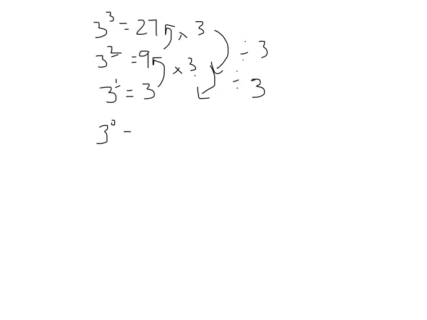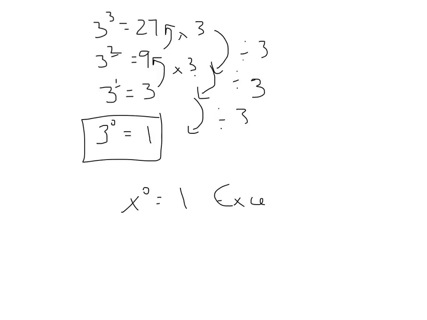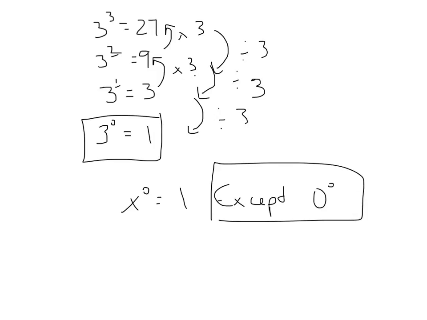So what happens if I look at 3 to the 0? Well, I would want to be dividing by 3 again to get down here. 3 divided by 3 is 1. And this is our last fact: anything to the 0 power is equal to 1, except 0 to the 0. And we are not going to worry about that. So for our purposes, anything raised to the 0 power is 1. Just make sure that the base isn't 0.